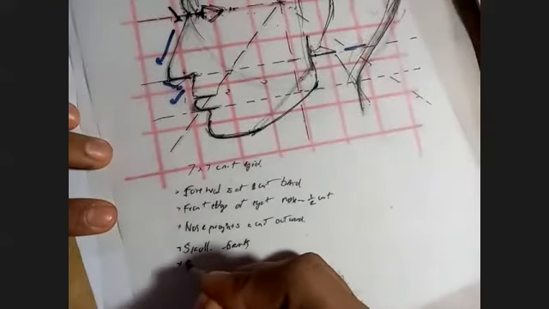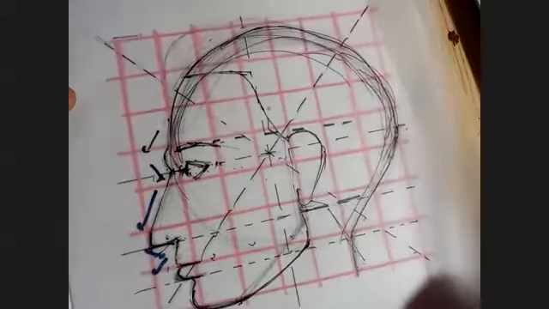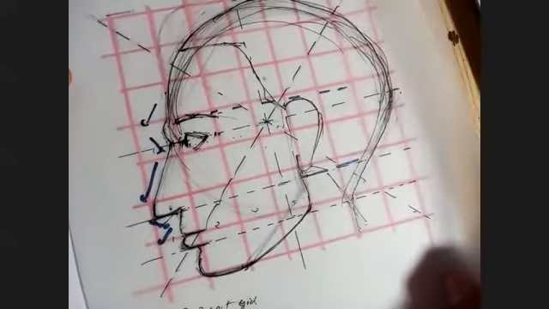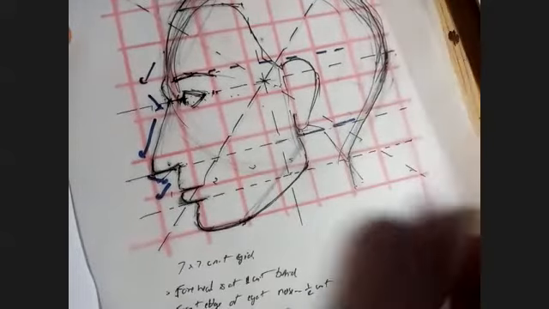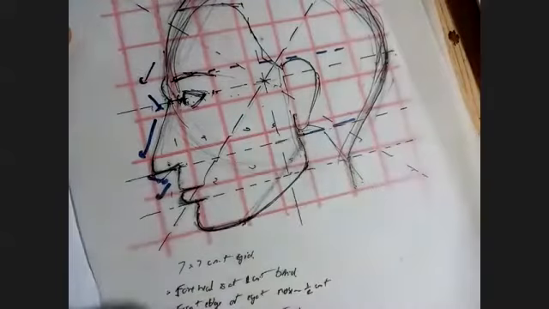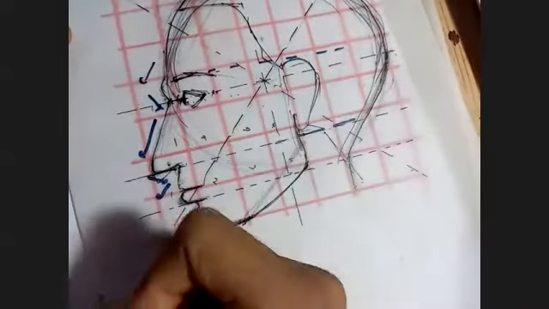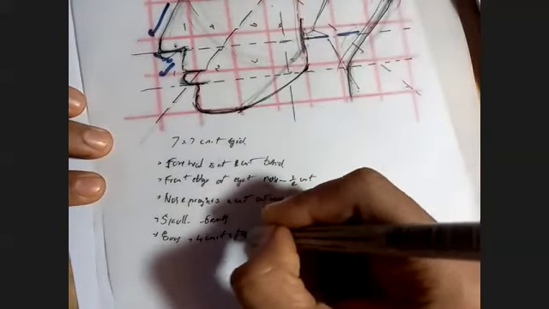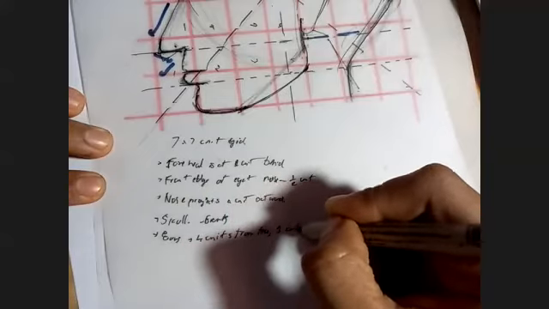What else? Your ears. Ears are at 4 units from the face. 1, 2, 3, 4. And ears can be 1 unit wide. 4 units from the face, 1 unit wide.